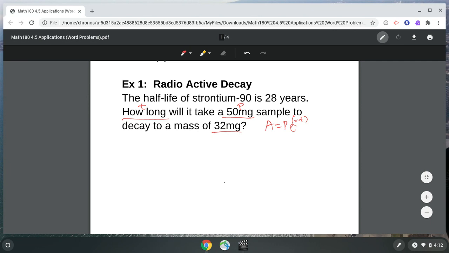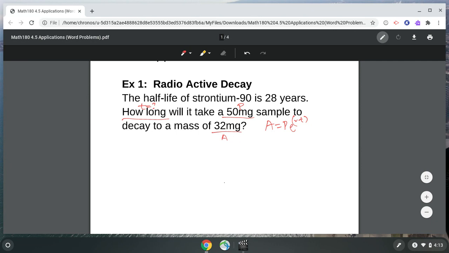So t is what we are solving for. How long will it take a 50 milligram sample to decay to a mass of 32 milligrams? So that's going to be our final amount. Okay, so we have a lot of the information already.